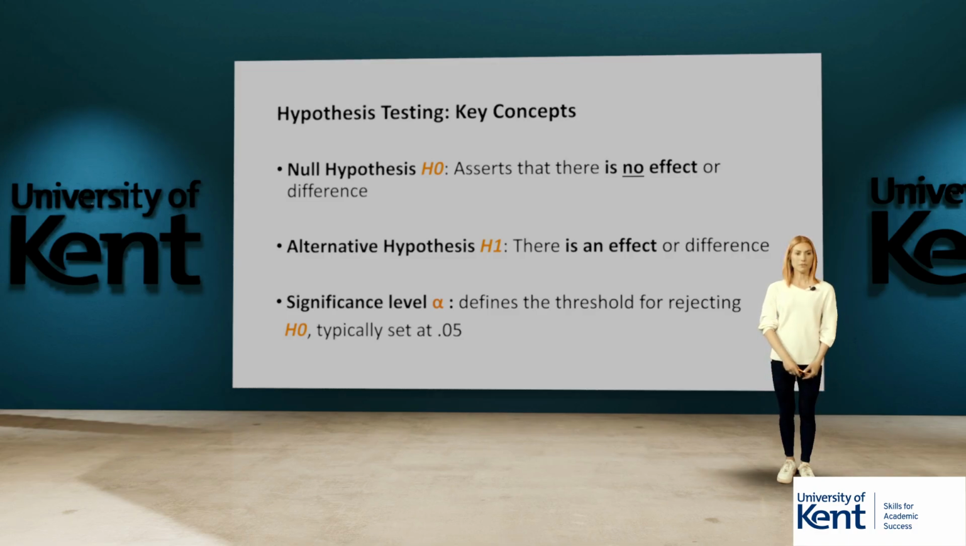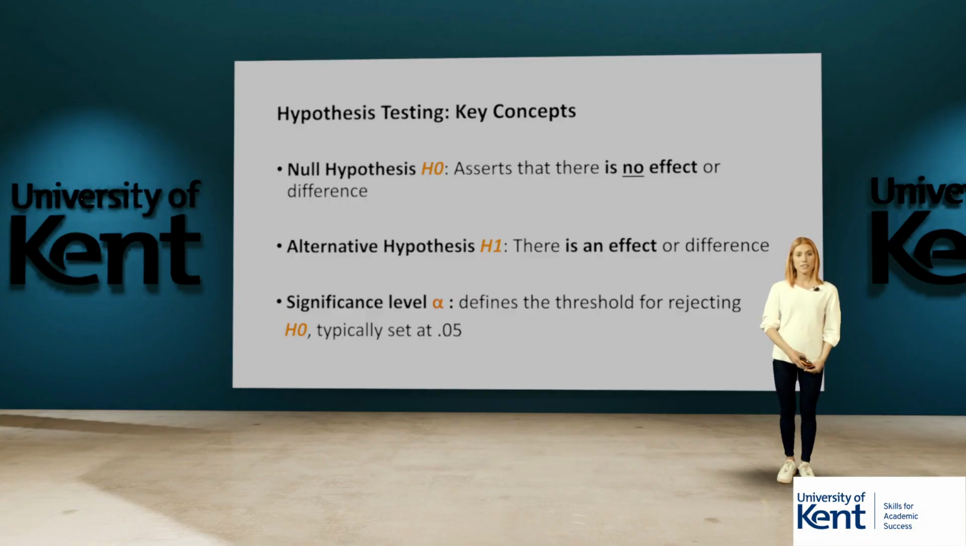We have two types of hypothesis. First is a null hypothesis, which we can think of as the status quo, or the default assumption that we have before collecting the data. That is, there's no effect or no difference. So the new drug does not have an effect on reaction time, or there's no difference in reaction time.